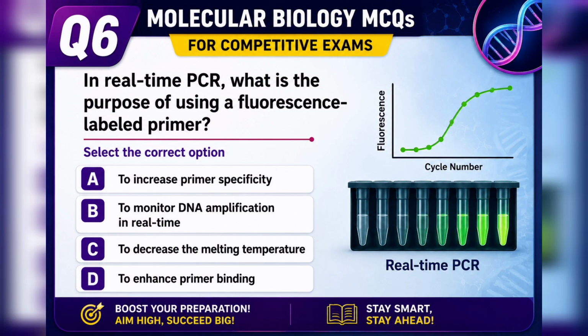Question number 6. In real-time PCR, what is the purpose of using a fluorescence-labeled primer? Select the correct option. A. To increase primer specificity. B. To monitor DNA amplification in real time. C. To decrease the melting temperature. D. To enhance primer binding.